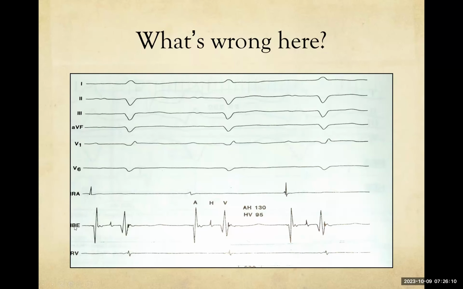High RA, His. There's only a single channel. You know that when we do cases, usually we have 3 channels and then an RV channel. And of course, there's no lines on this paper. We're going probably at like 200 paper speed here. And so the person who interprets this for us is telling us that the AH is 130 milliseconds and the HV is 95 milliseconds. So the author of this slide said, what is wrong here? What's wrong here? So why don't we ask Dr. Candid what she thinks about this?